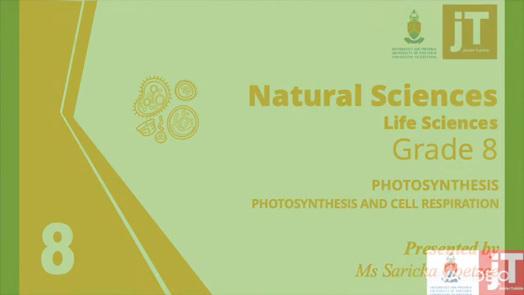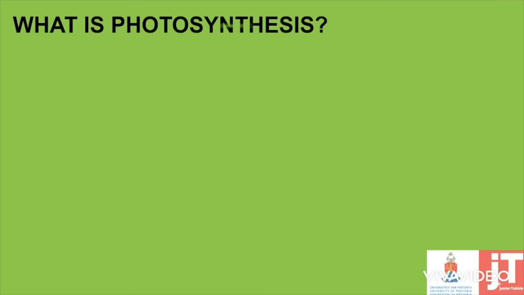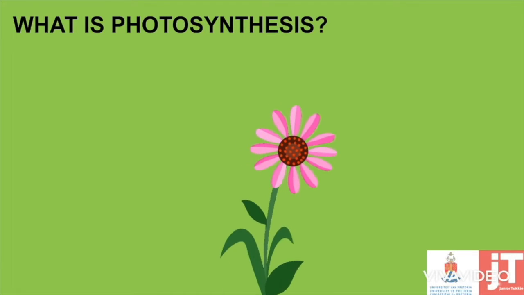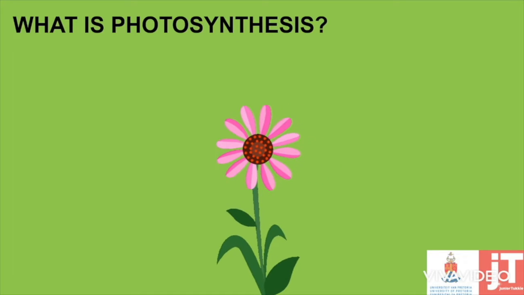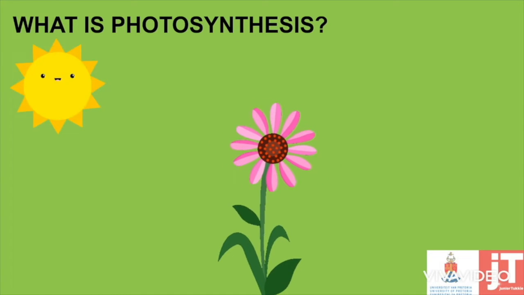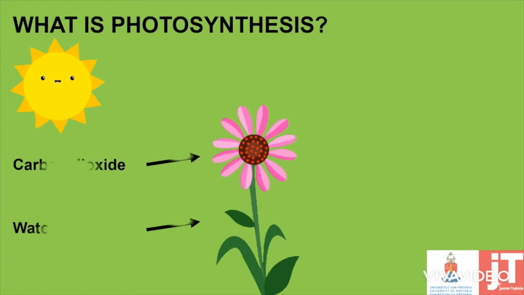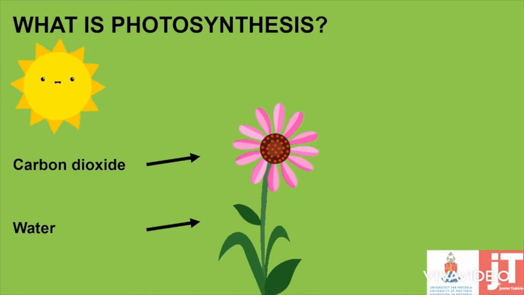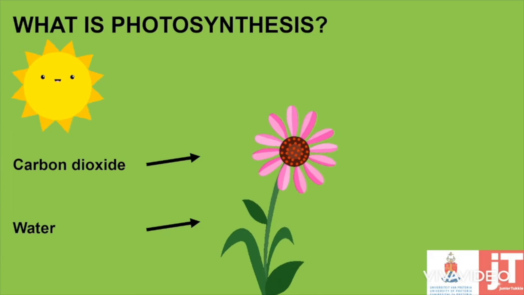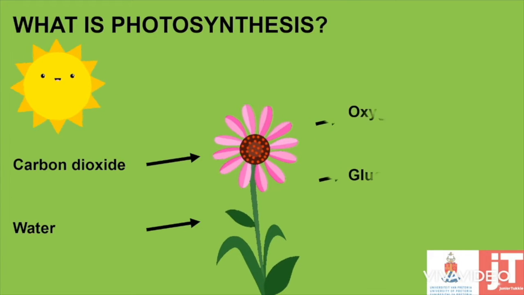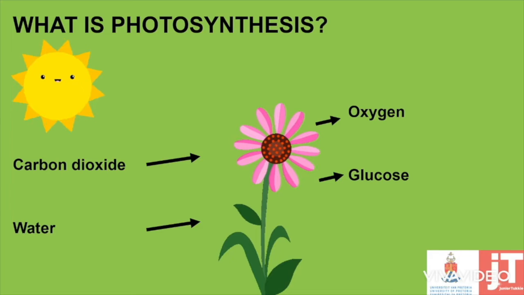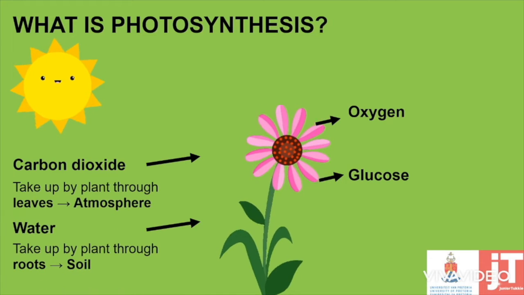So let's have a look at what is photosynthesis. It is a process which takes place in green plants. During this process, we will have sunlight which provides radiant energy for carbon dioxide to react with water. And during this chemical reaction, we will have two products known as oxygen and glucose, which is a sugar.